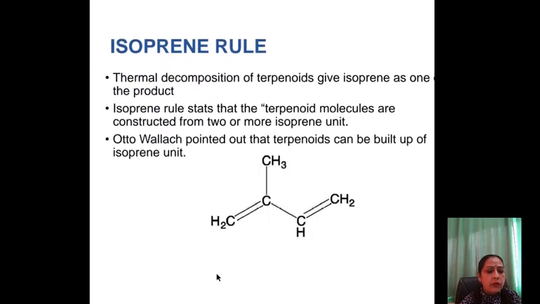Now, from where do we get the iso rules? We will discuss the isoprene rule. The isoprene rule is based on thermal decomposition of terpenoids. When we thermally decompose terpenoids, we get isoprene as a product. The isoprene rule states that terpenoid molecules are composed of two or more isoprene units. Otto Wallach pointed out that terpenoids can be built up of isoprene units.